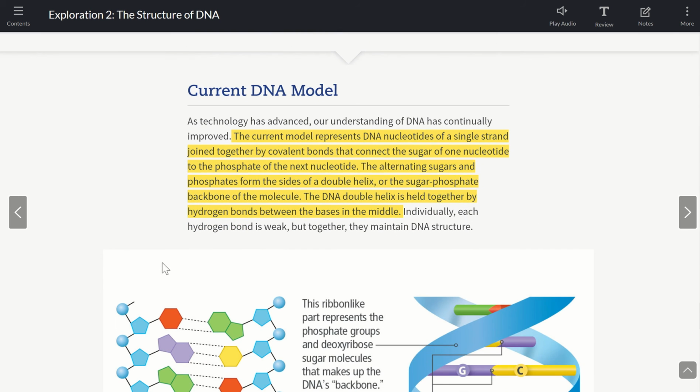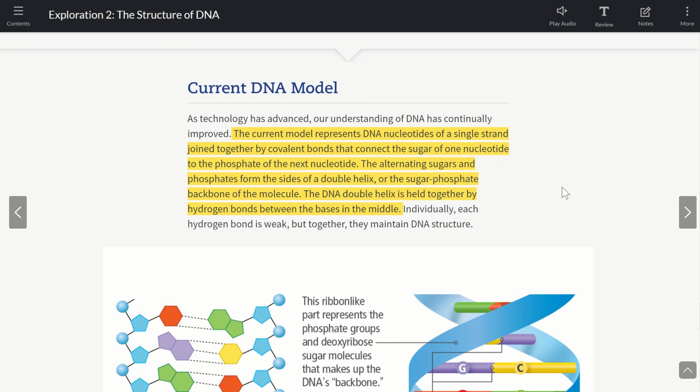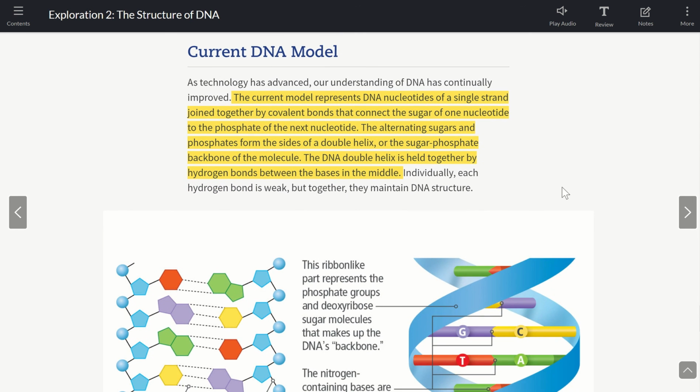Okay, so let's talk about what it actually looks like. Now, I highlighted this whole paragraph because it's very important. The current model that we have represents nucleotides in a single strand that are joined together by covalent bonds. So one nucleotide to the next on that strand is connected by a covalent bond. And if you remember back to Unit 2, covalent bonds are pretty strong bonds. They're where electrons are shared, not very easy to break.